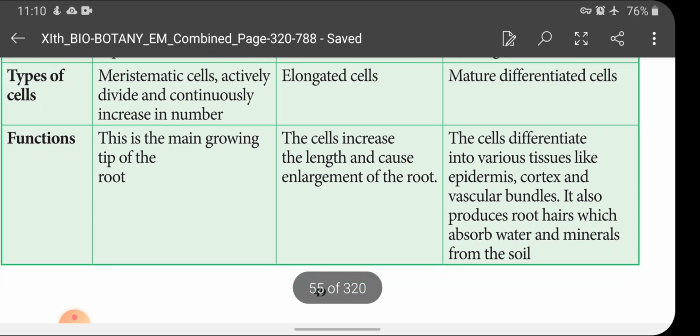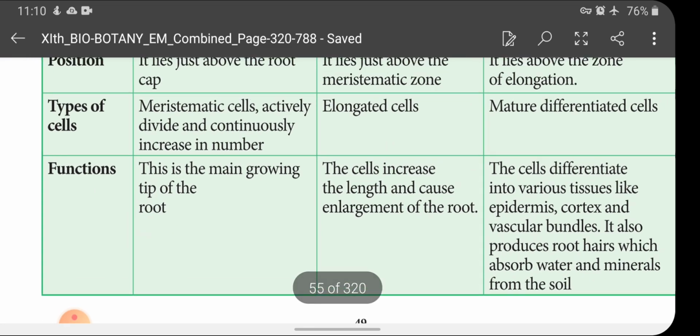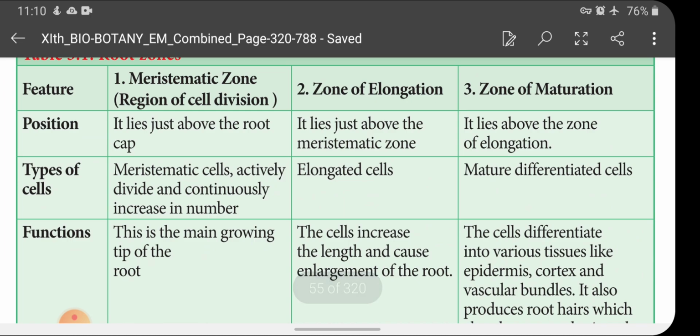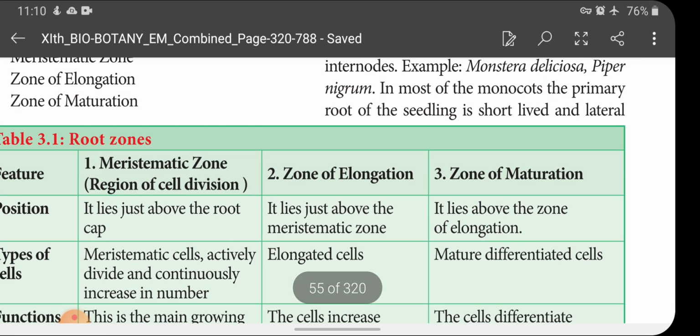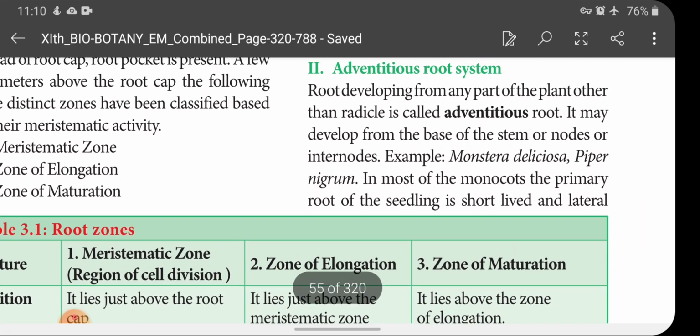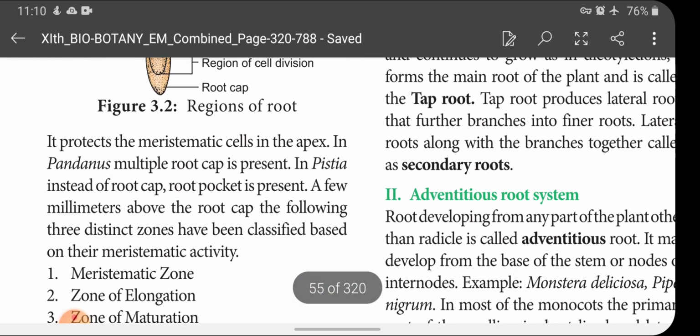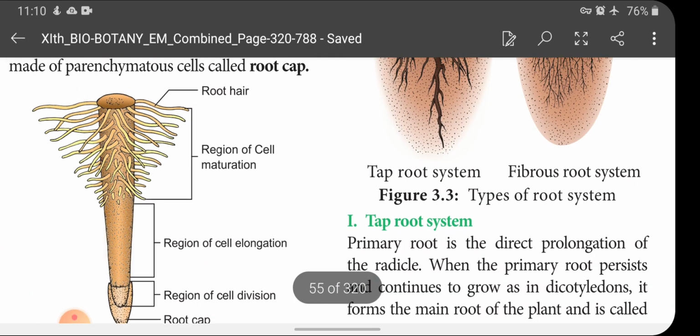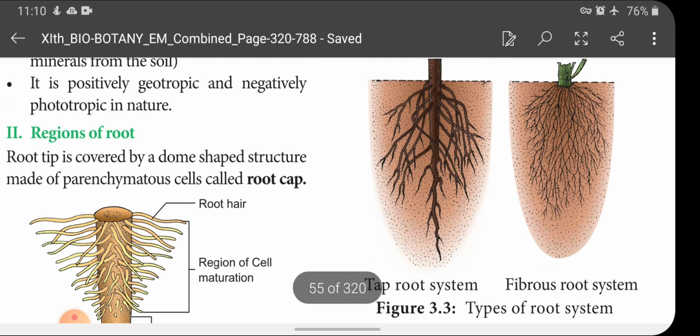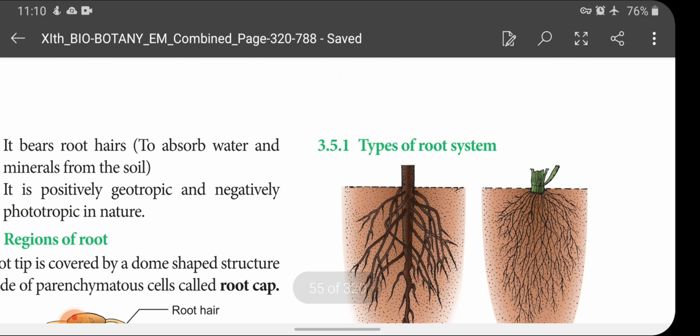Okay, so this table shows the position, types of cells and functions of various regions of the plant. As I said, with the diagram and this table, this is a 5-mark question. If you have a question like explain the various regions of the root tip, you will have this answer. Okay children, next one is types of root system.